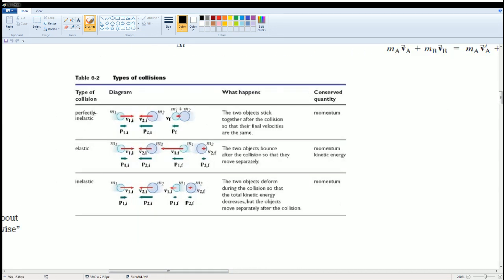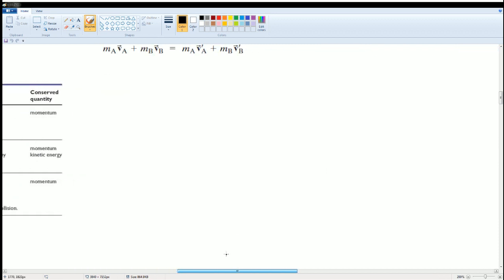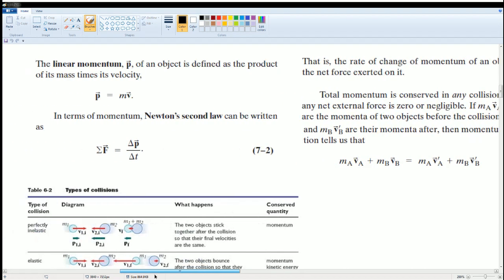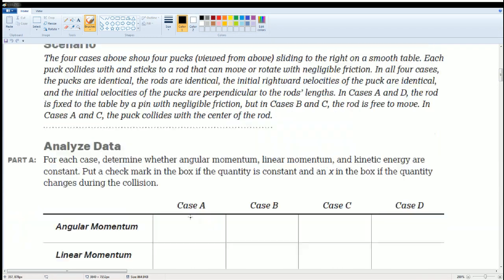Momentum is conserved when it's a perfectly inelastic collision. That's when it sticks together. Momentum and kinetic energy are conserved when it's an elastic collision. And when it's inelastic, it's just the momentum. You should already have these notes in your notebook. Here you go, if you would like to know, the rate of change of momentum of an object is equal to the net force exerted on it. All right, so you could pause the video and try to do this.